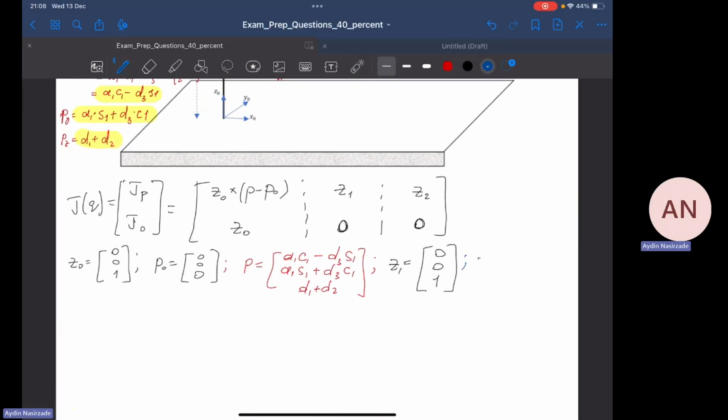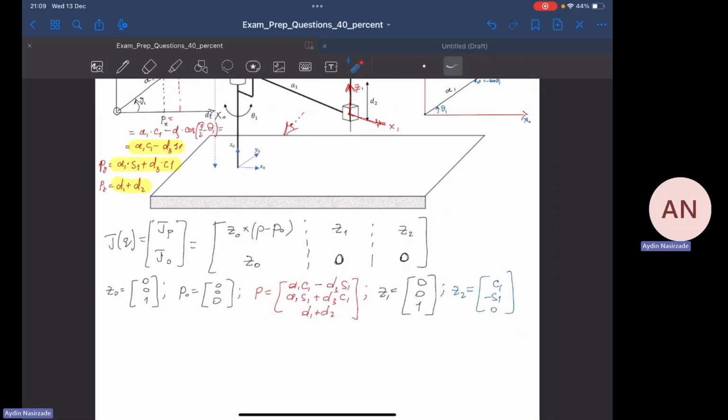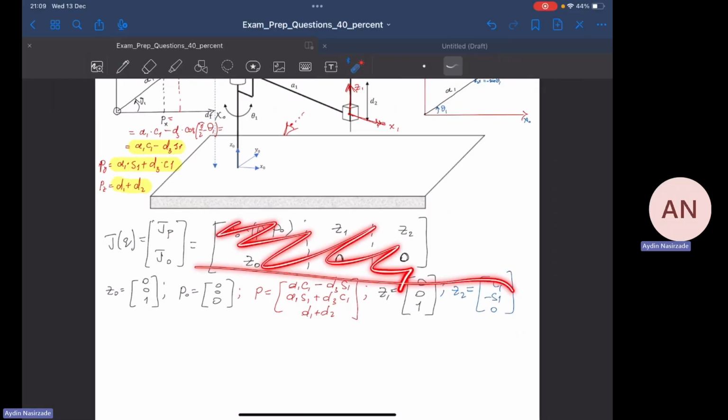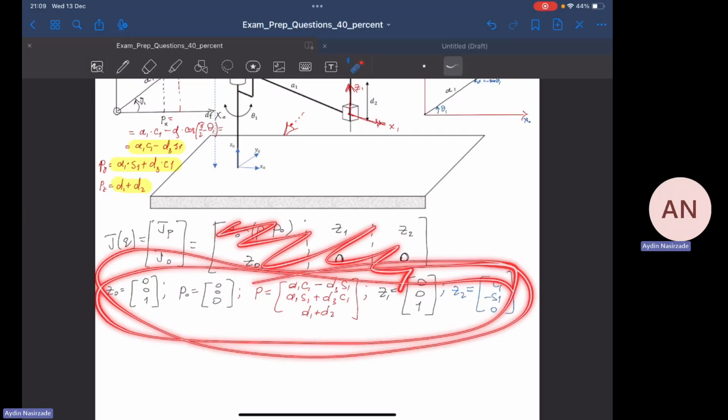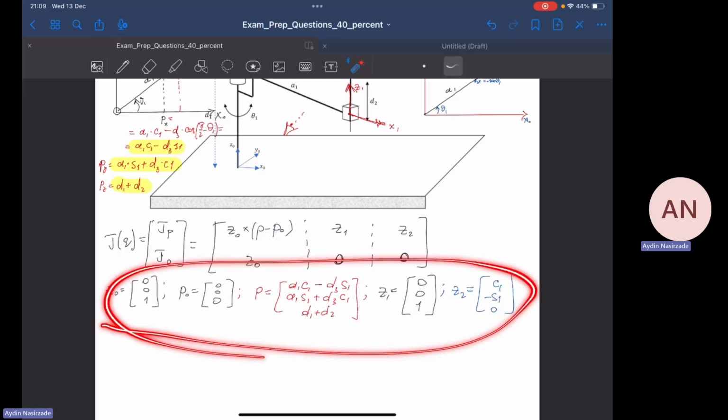So finally, this was the last vector. It becomes cosine of theta 1, minus sine of theta 1, and 0. That's it. Nothing else. Okay? Now I have everything. I have all of these vectors here. I just found them. Then I can move on to the next step, which is substitution of these vectors in this matrix formula.